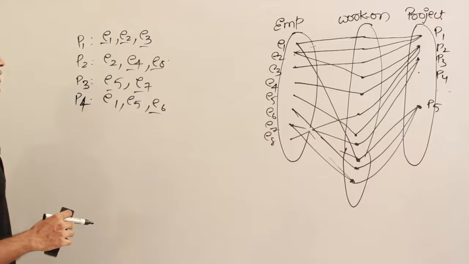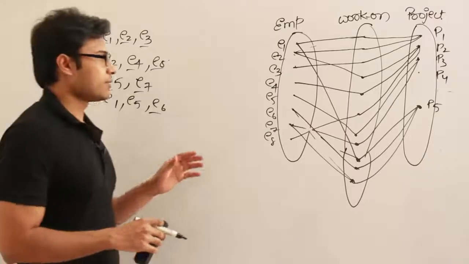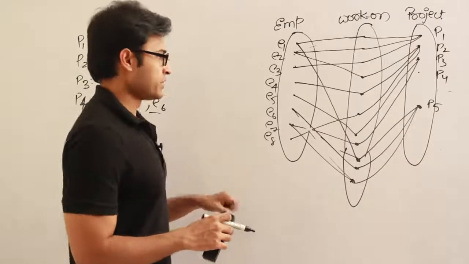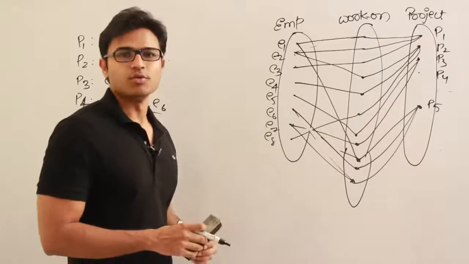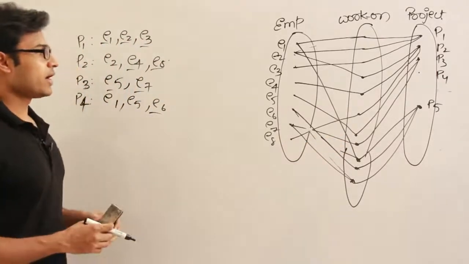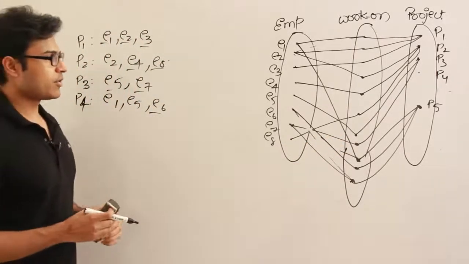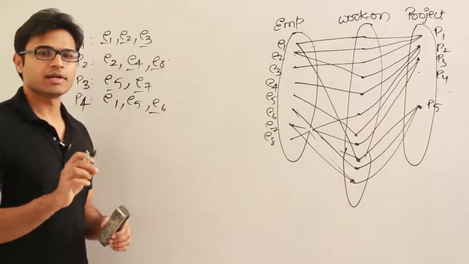So one thing is, let's talk about the degree. Degree is the number of entities participating in each relationship. How many entities are participating in each relationship? 2 entities. Therefore, the degree of this is 2, right? And what about the cardinality? Cardinality is the maximum number of relationships in which each entity can participate.